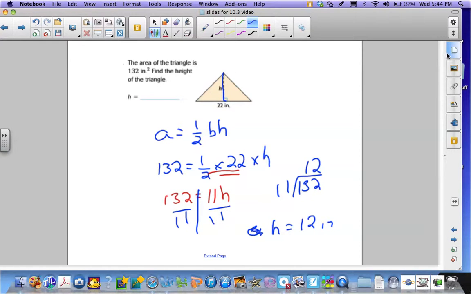So a triangle is half of a parallelogram. So to find the area of a triangle, the formula is 1/2 base times height, and we're always going to do formula, substitute, solve, and label.